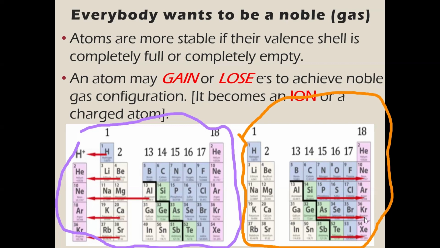So the basic idea is that being stable by having a full outer shell, by gaining or losing electrons from the outermost shell. If they are metal, they will tend to lose. If they are non-metal, they will tend to gain. And this will form charged atoms, or what is called the ions.